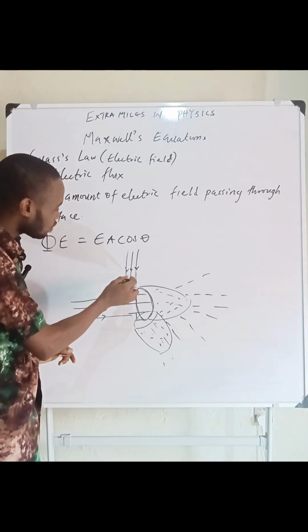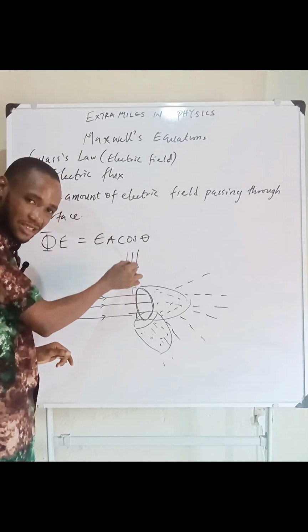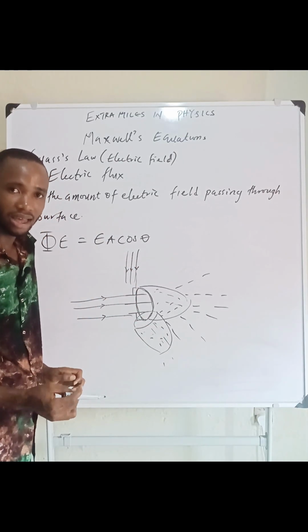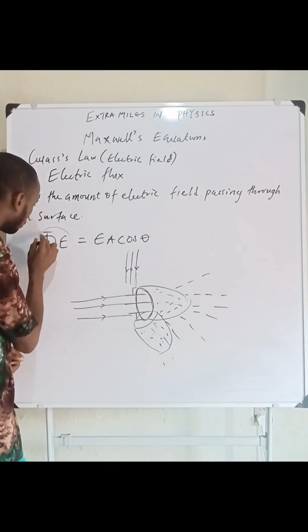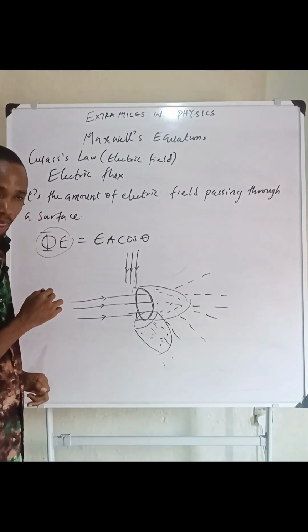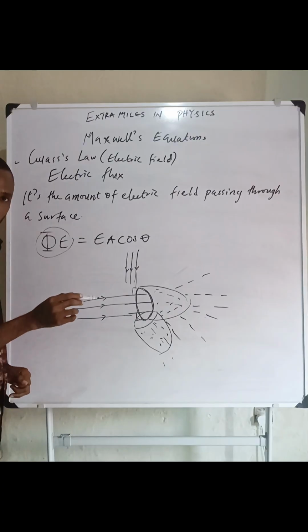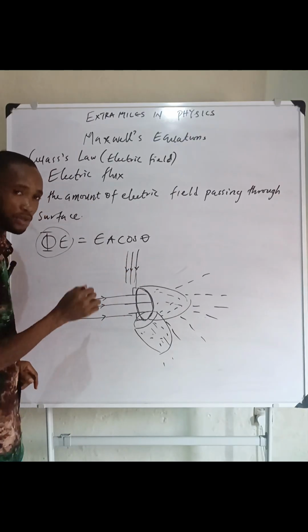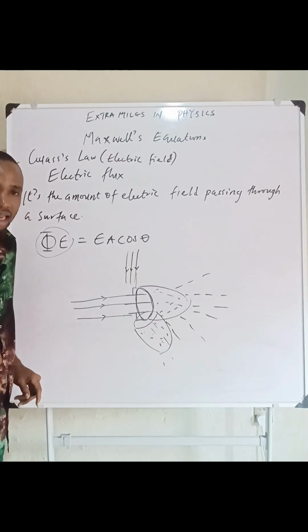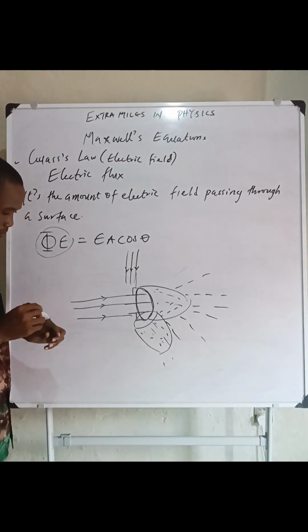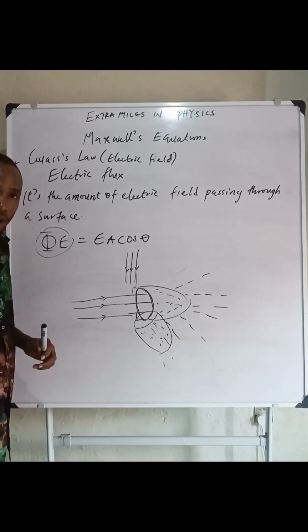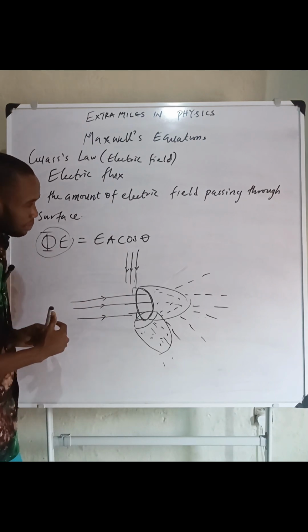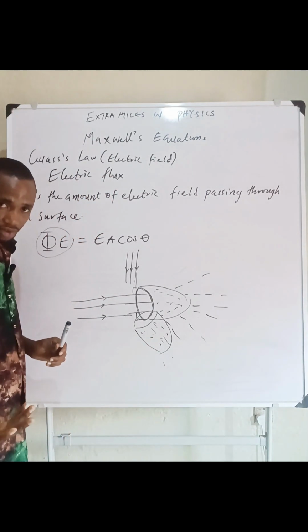So what does it mean? So when the field is parallel to the surface, that means we're having electric flux to be what? To be zero. When the field is parallel to the surface, electric flux is zero. Note. But when the field is perpendicular, electric flux is what? Is maximum. Now, when will I know when the field is perpendicular?